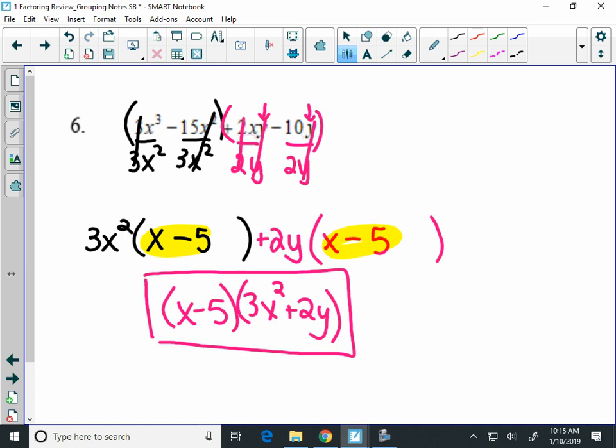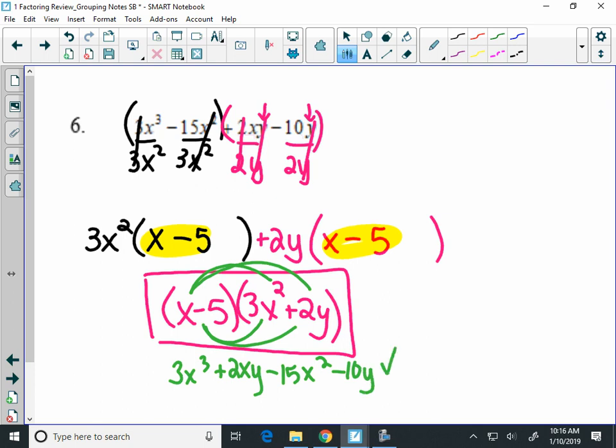Remember, you are allowed to check your work. If you check your work, you're going to use the distributive property. So let's just do one here. X times 3x squared is 3x cubed. X times 2y is plus 2xy. Negative 5 times 3x squared is negative 15x squared, and then minus 10y. Now that is actually the same as what you started with. These middle terms are in a different order, but they're the same signs, so we know that we factored correctly.